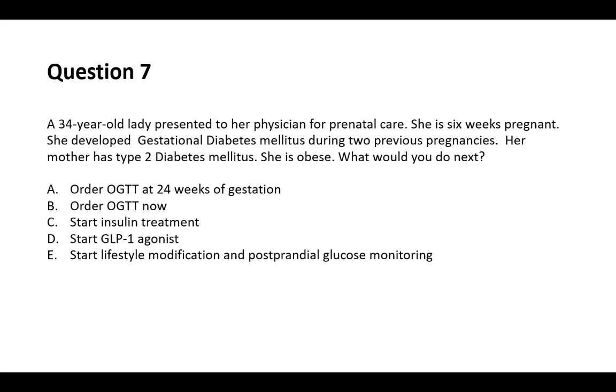But some patients are already at risk because of prior gestational diabetes, because their mother has diabetes or something, you have to do it. You always have to think, you don't have to wait. You do it early, so the answer is B, order OGTT now, and again in 24 to 28 weeks.